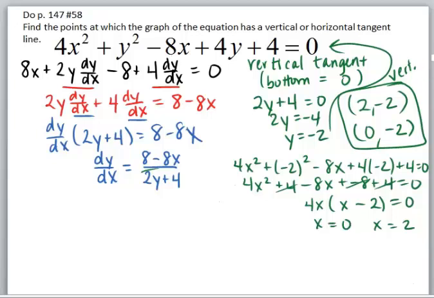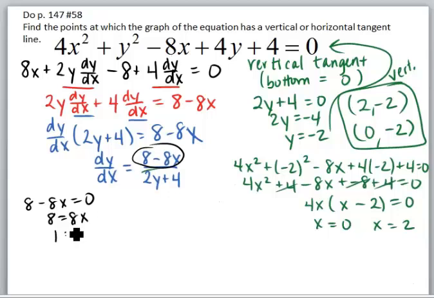Now I still need to find the horizontal tangent lines to the curve. So I'll go back over here, talk about where the horizontal lines would be located, and those would be when the top is equal to 0. So let's see, we have 8 minus 8x equals 0, and we end up getting 8 equals 8x, and x is equal to 1.